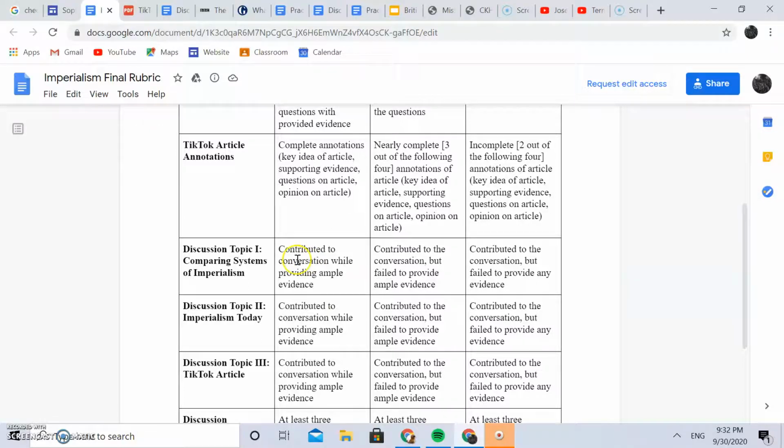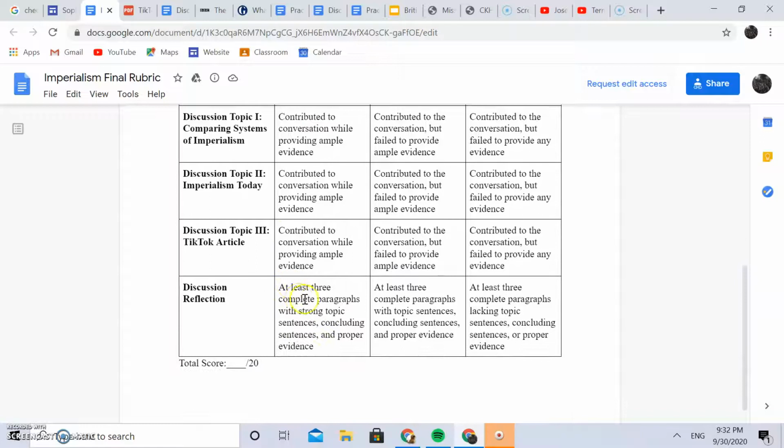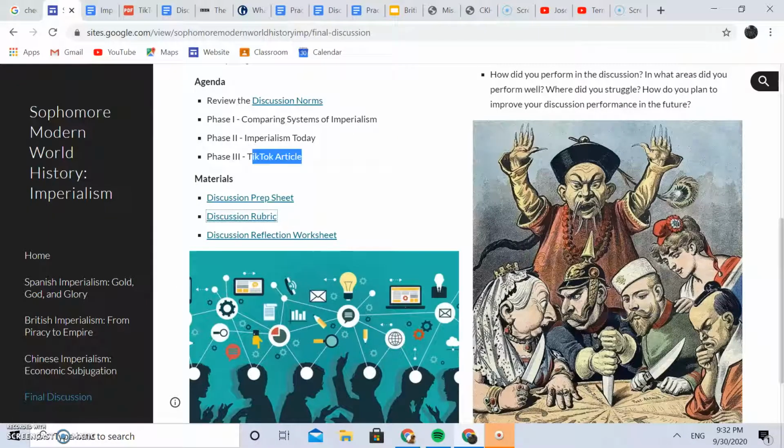But what separates the categories, I guess, I only have a minute, so I'll hurry up. They contributed to the conversation while providing ample evidence. So that's the solid actual contributions with tying things to the article or different things that the kids were talking about. And then finally, a discussion reflection, which I'll go over really quickly before I run out of time on this free app that I have.